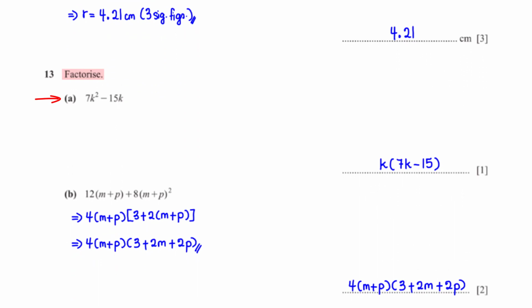Factorize 7k squared minus 15k. The terms have a common factor of k. When we factor out k, we are left with 7k minus 15.